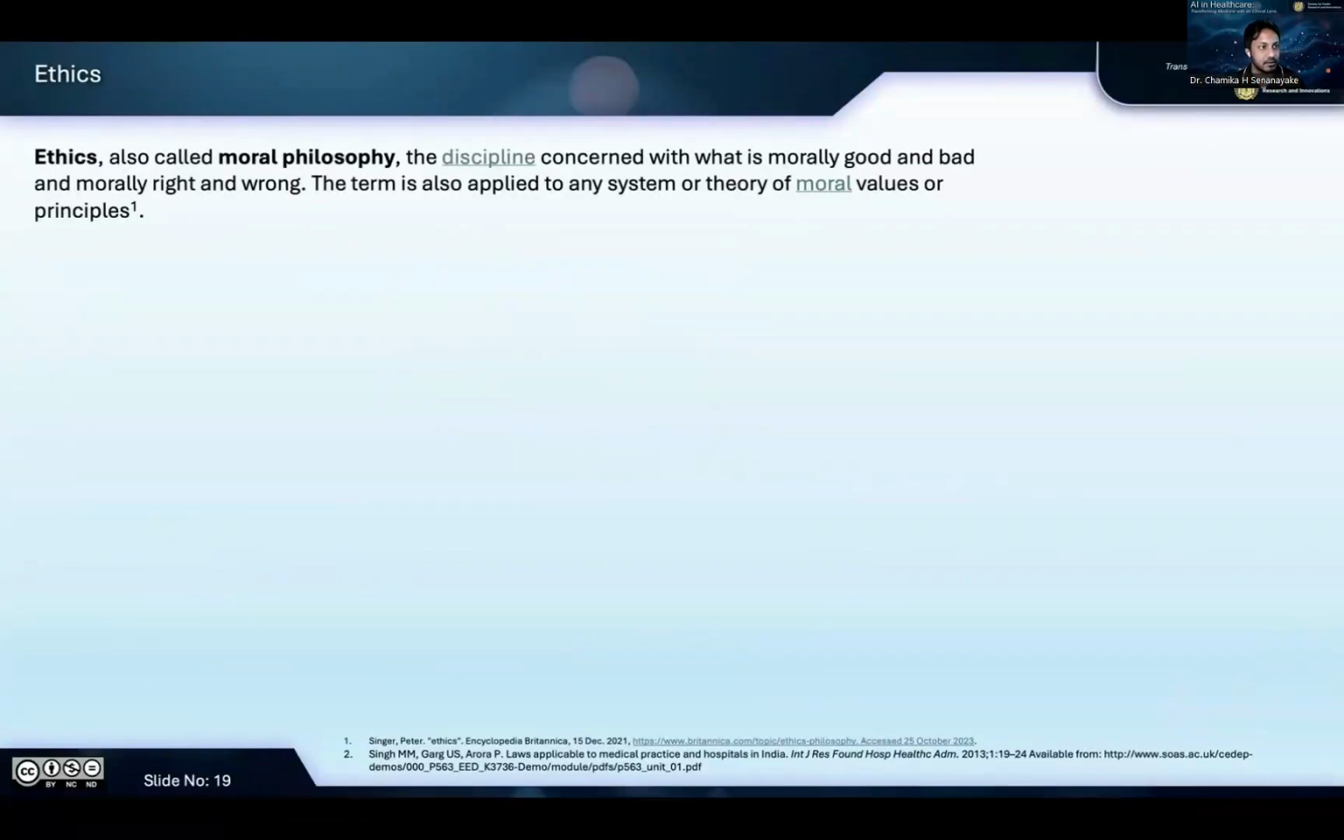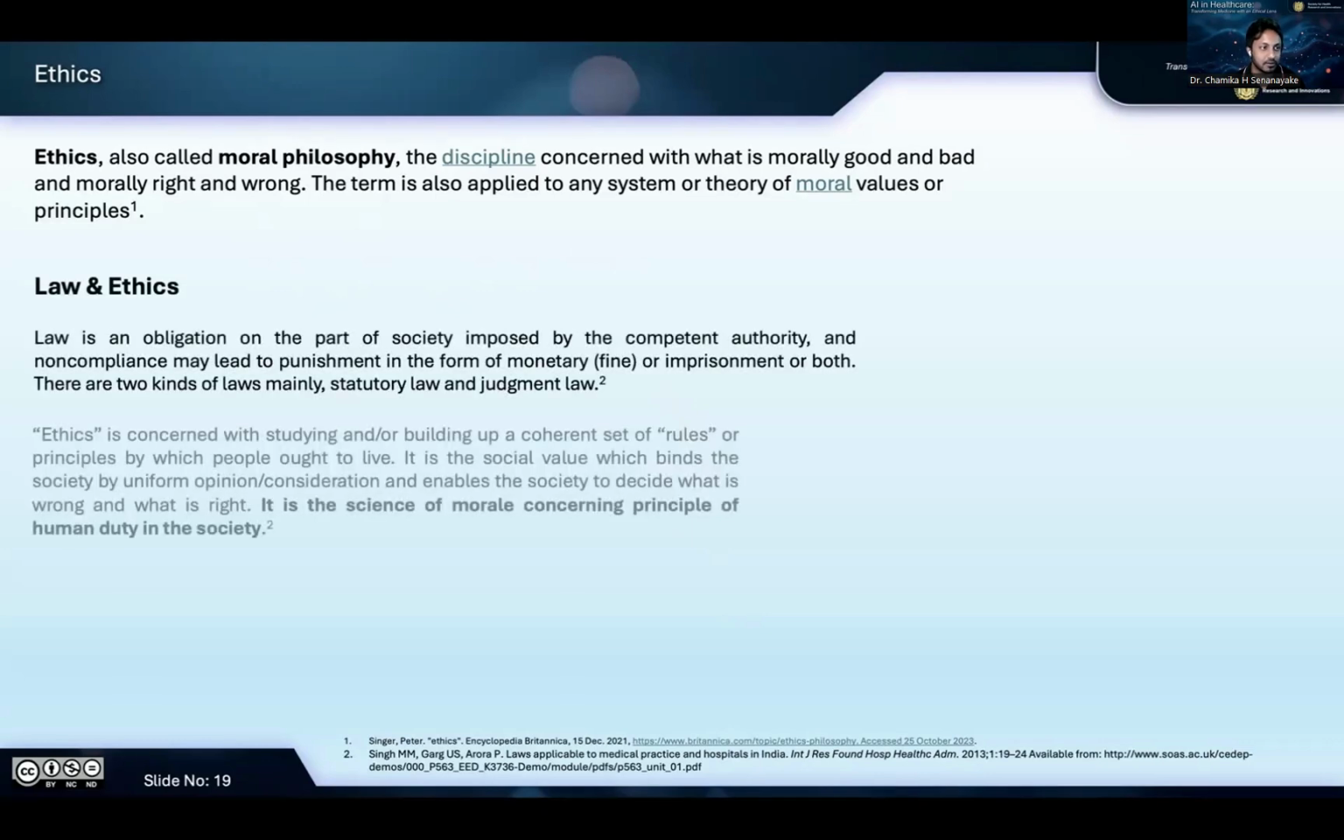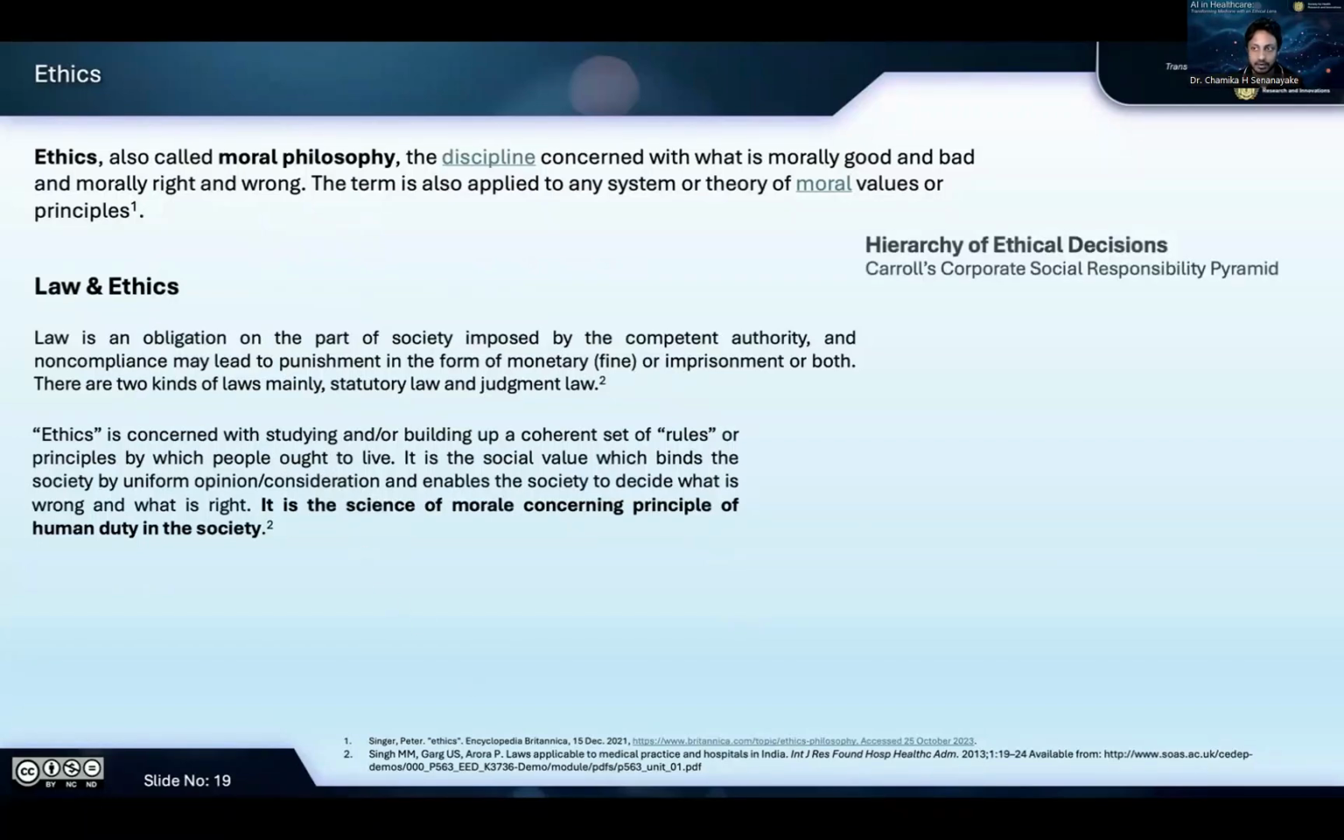Ethics is called moral philosophy, and it's a discipline concerned with what is morally good and bad, and morally right or wrong. The term is also applied to the system or theory of moral values or principles. So what do you think about laws and ethics? Law is an obligation on the part of the society imposed by the competent authorities. Ethics is considered as a study of, and building, a coherent set of rules and principles by which people ought to live, right?